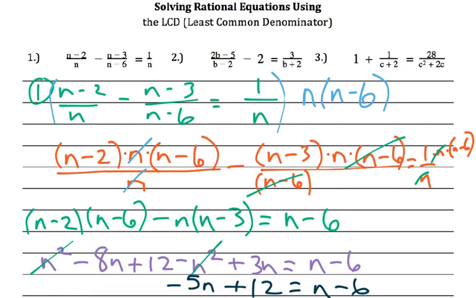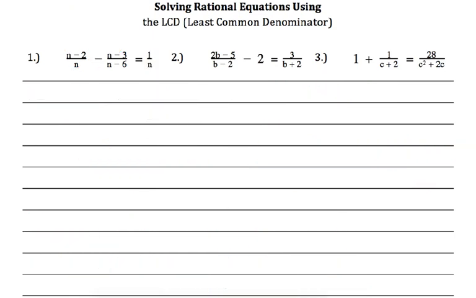Let's look at if that is working in our original equation. 3 minus 2 is 1 over 3, so this is a third. 3 minus 3 is 0, so that goes away. And then there's my equal sign, and is that equal to 1 over 3? Totally. So that one, although it seemed like it was going to be crazy to check, ended up working out nicely.